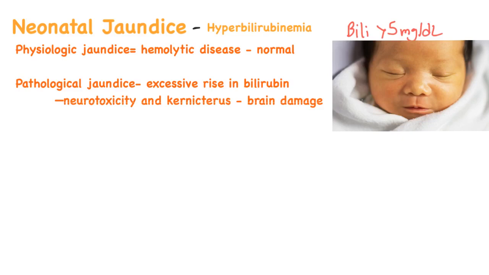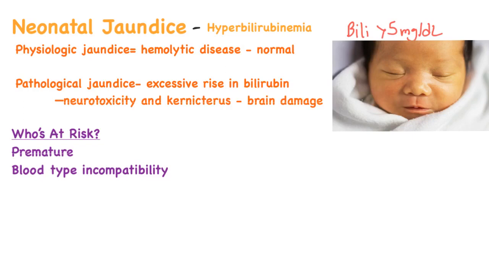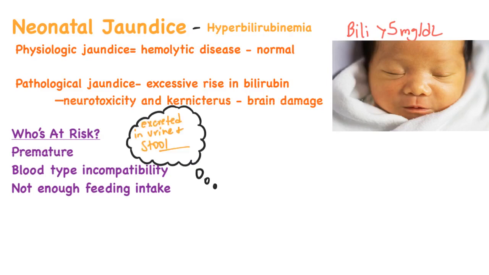So who is at risk for jaundice? The premature infant. If there's blood type incompatibilities, that's your Rh negative mom and Rh positive baby. A lack of effective breastfeeding, so they're not getting enough nutrition in order to excrete the bilirubin through the urine and feces. Excessive bruising on the baby, like a brain bleed or lots of bruising on the face from a delivery, those things can increase the risk that jaundice will develop in the newborn.